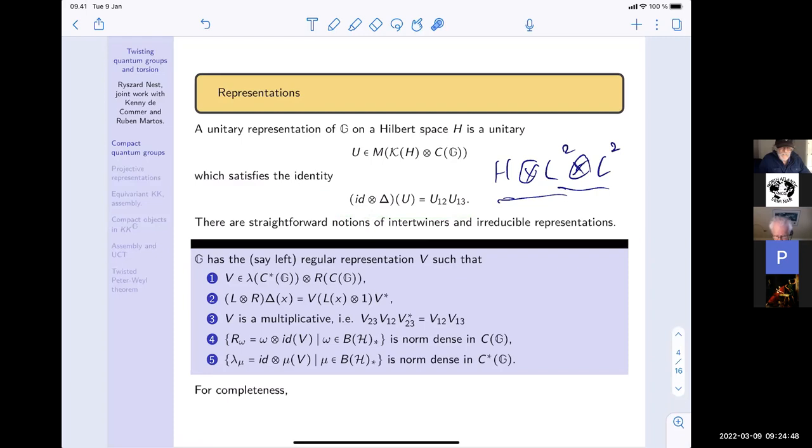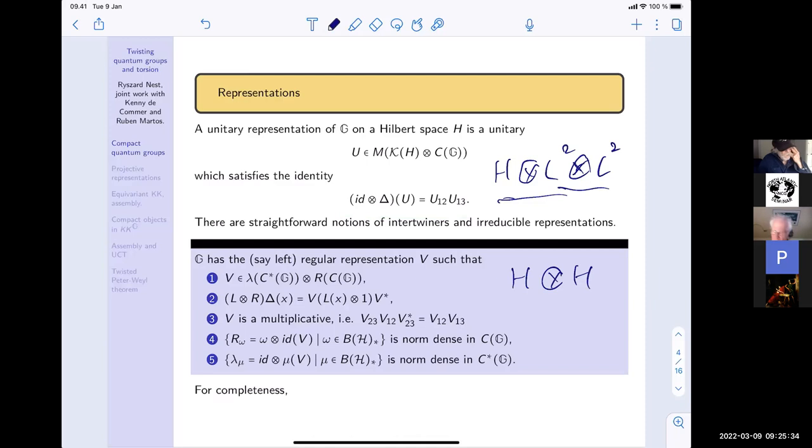Now, quantum groups in general, especially the compact ones, have a regular representation, meaning a representation on our Hilbert space H which satisfies this kind of identity, except that we'll call it V, and it satisfies certain conditions. First of all, I'm thinking about something acting on H tensor H, so L2 tensor L2. So it's a unitary acting on this Hilbert space.